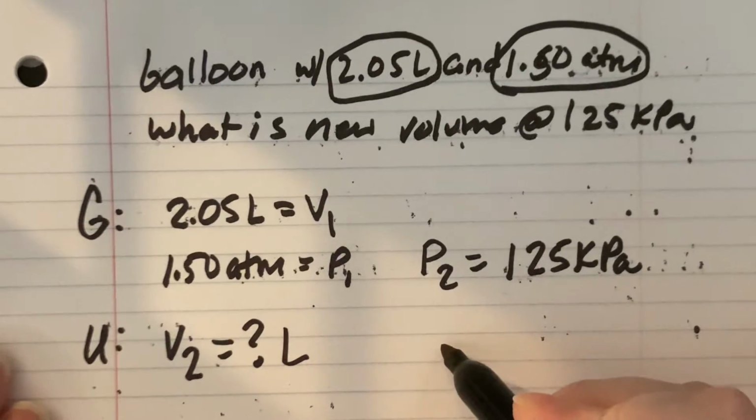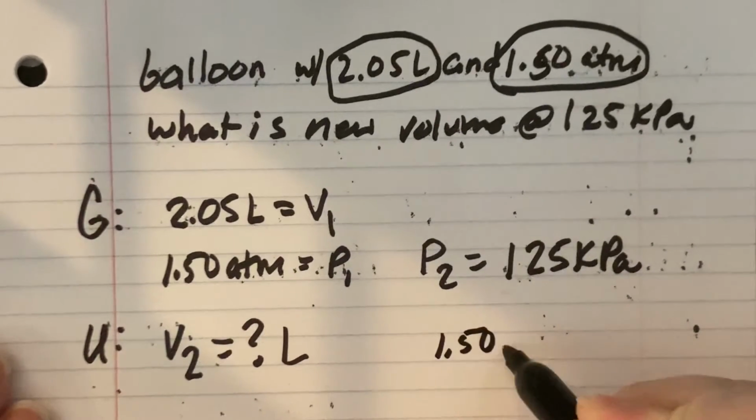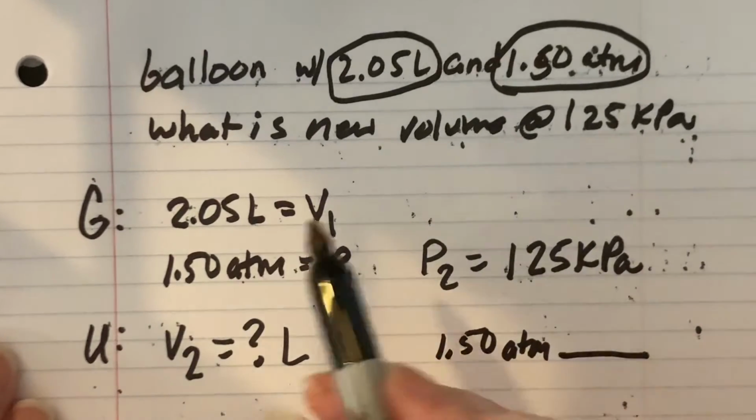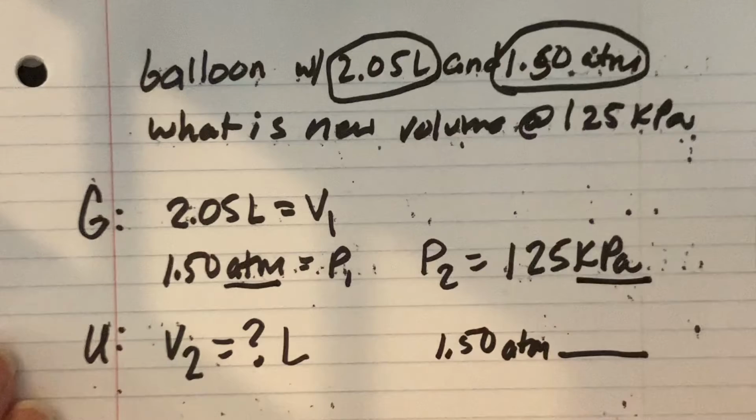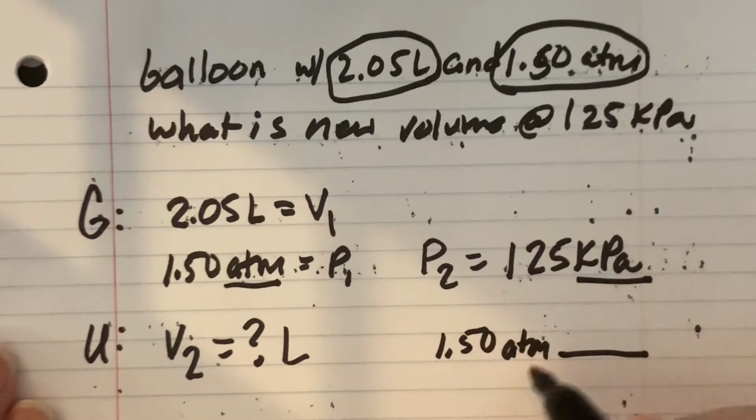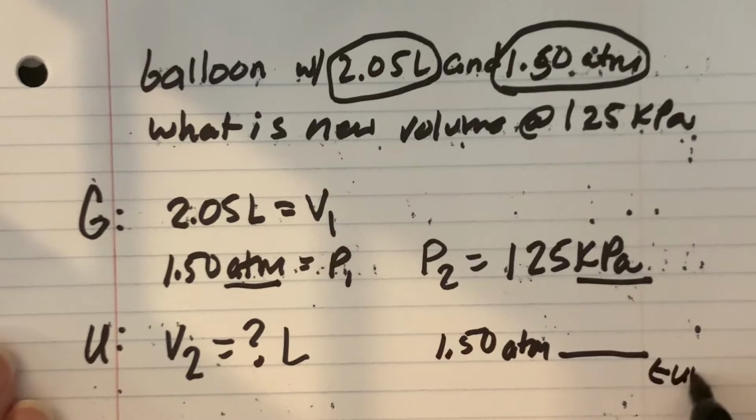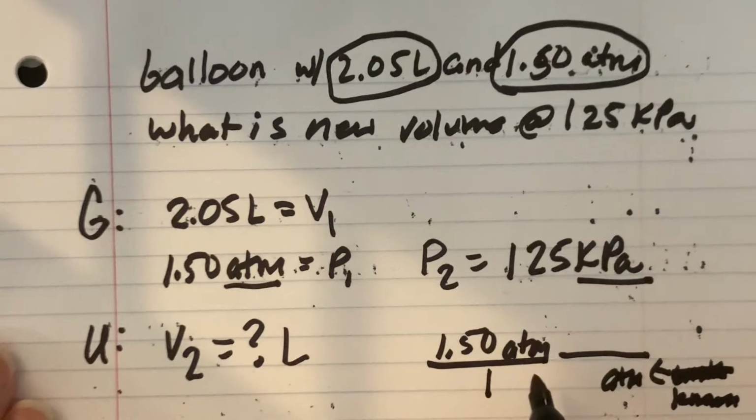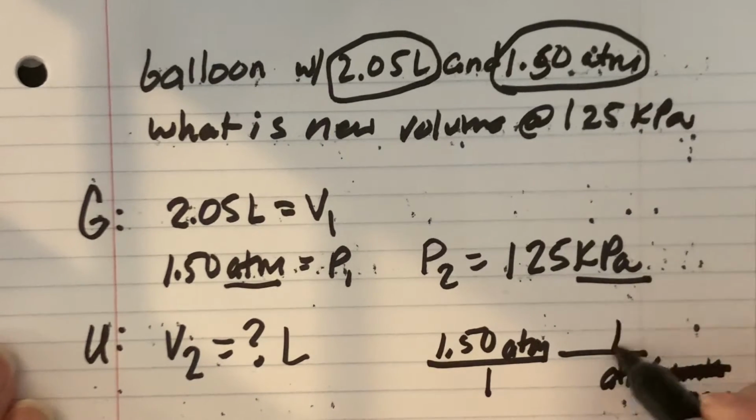So I'm going to start with atmospheres, 1.50 atmospheres. And then I'm going to go look on my conversion sheet for the conversion between atmospheres and kilopascals. Atmospheres is what we start with, so that means my known has to be on the bottom. So atmospheres has to be on the bottom, because remember, 1.50 over 1. So you know you have to cancel.